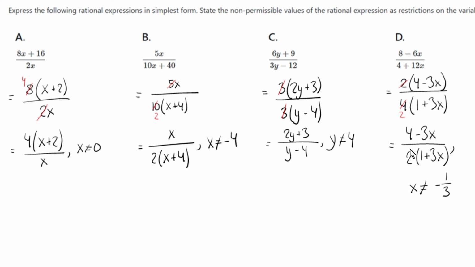Well, if we look at the denominator, it is a product of a monomial, the 2, and a binomial, 1 plus 3x. If the binomial 1 plus 3x equals 0, then the whole denominator will be equal to 0. 2 times 0 is 0. So what we can do here is pull out the binomial 1 plus 3x, and set it equal to 0, and then determine for what values of x this expression will equal 0. We subtract 1 from both sides, and then we divide by 3. So x will equal -1/3.